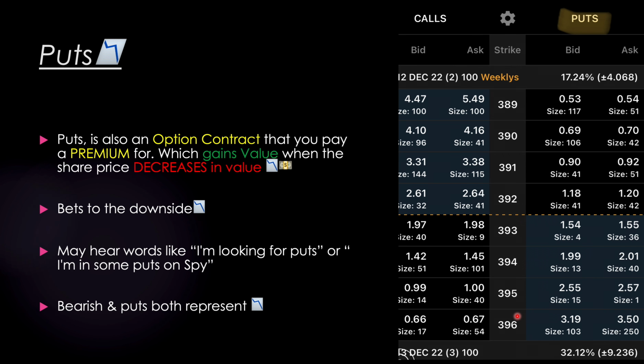You may hear words like, I'm looking for puts, or I'm into puts on SPY, and both bearish and puts both represent you're looking for a move to the downside. Because if you're bearish, you're basically saying that we're creating some lower lows, lower highs, market's looking pretty weak, you're bearish. Puts just means you're looking to take an option contract, which you have to pay a premium for to get into that option contract, and the only way that option contract can gain value is if the underlying stock that you're trading decreases in value, because you're betting that it's going to go down.